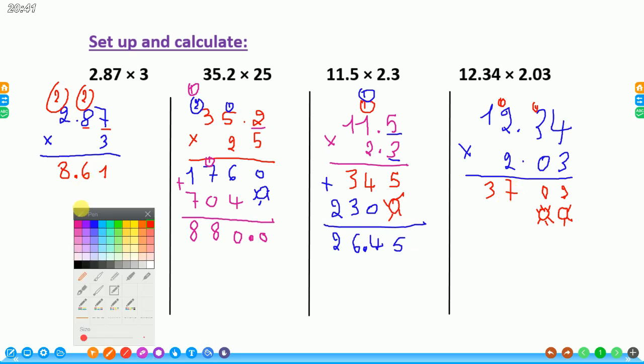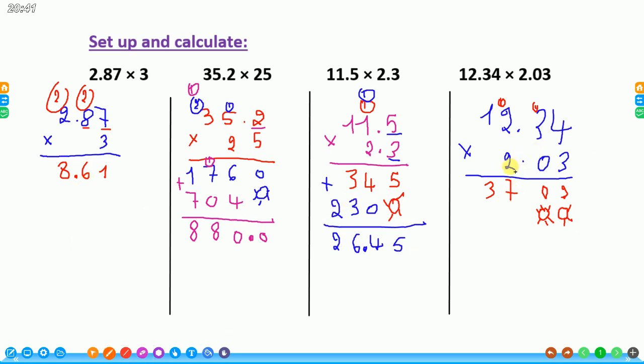And I continue. 2 times 4, 8. 2 times 3, 6. 2 times 2, 4. And 2 times 1, 2. So be careful when you write the digits. Here 4 and 2, I write them by themselves.